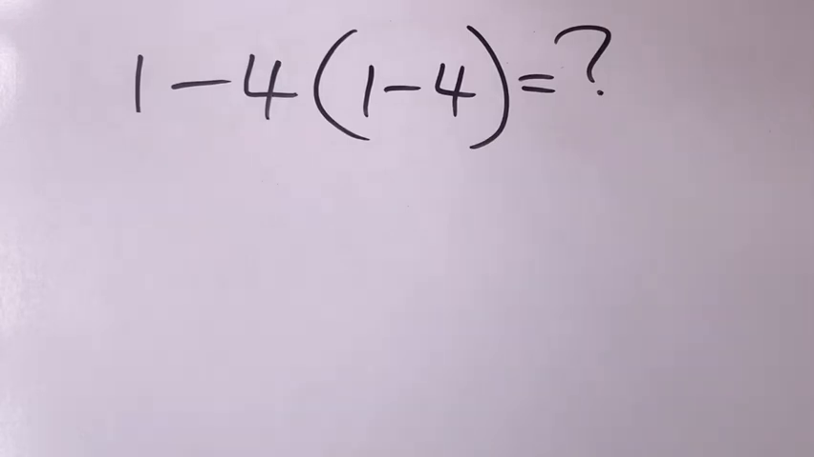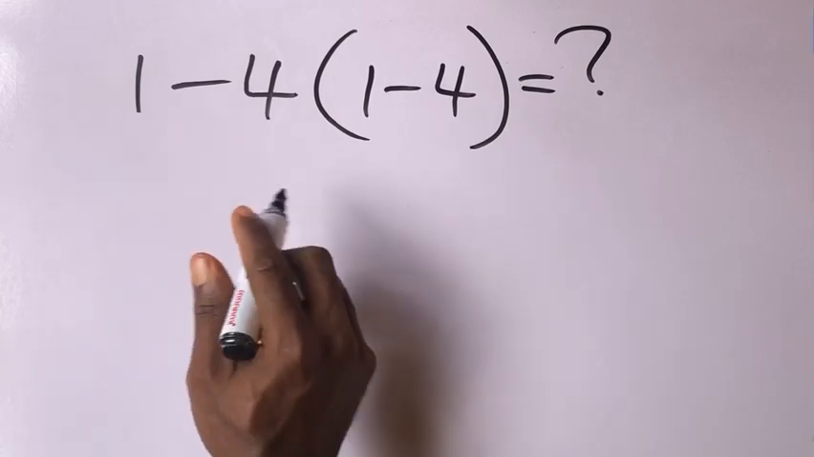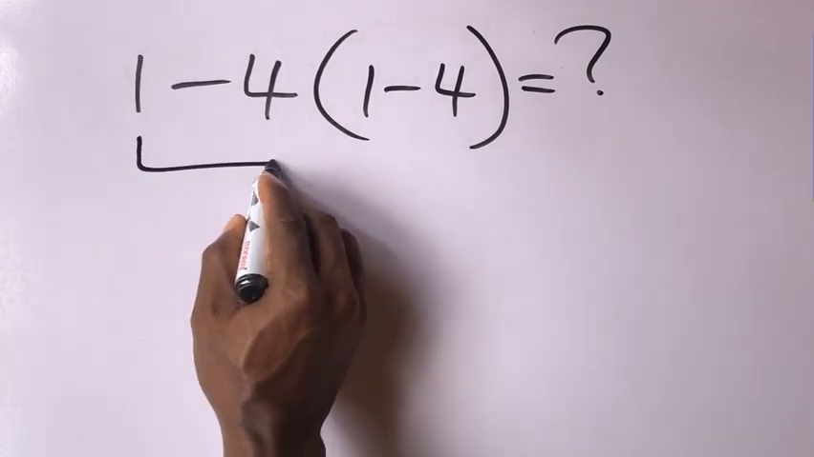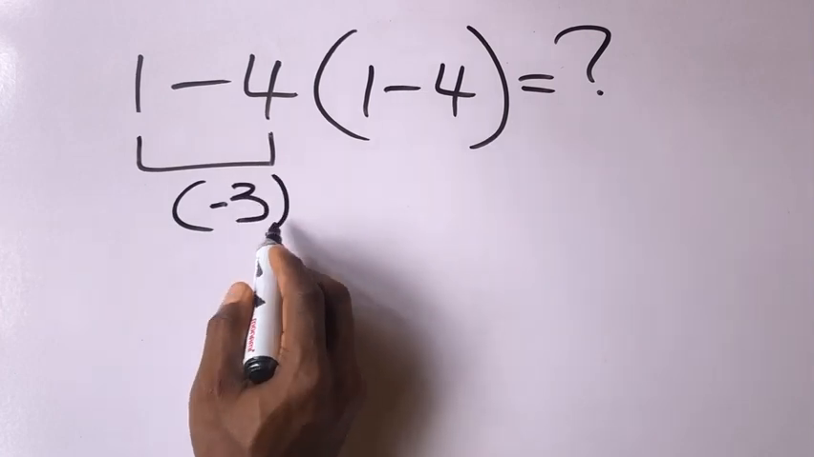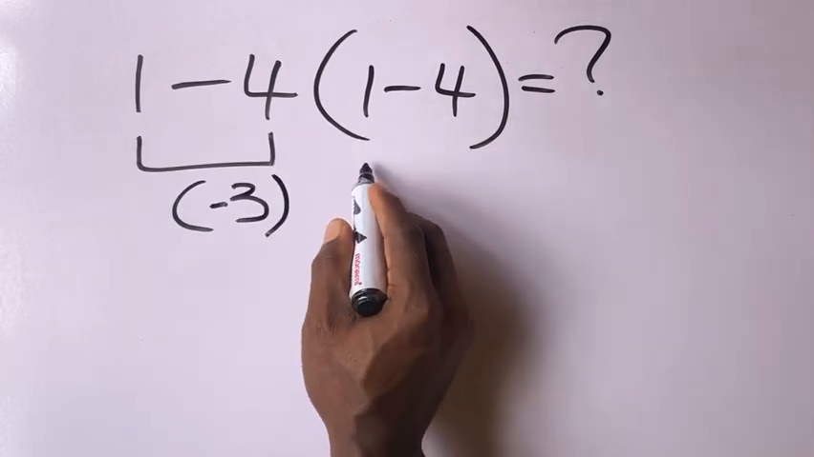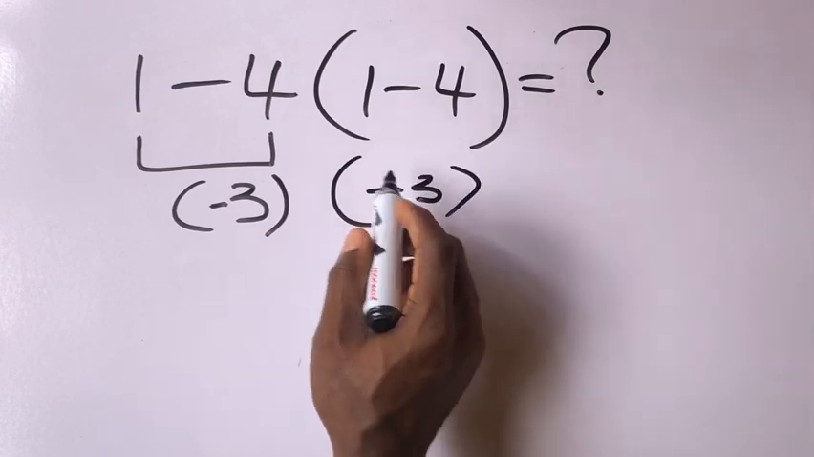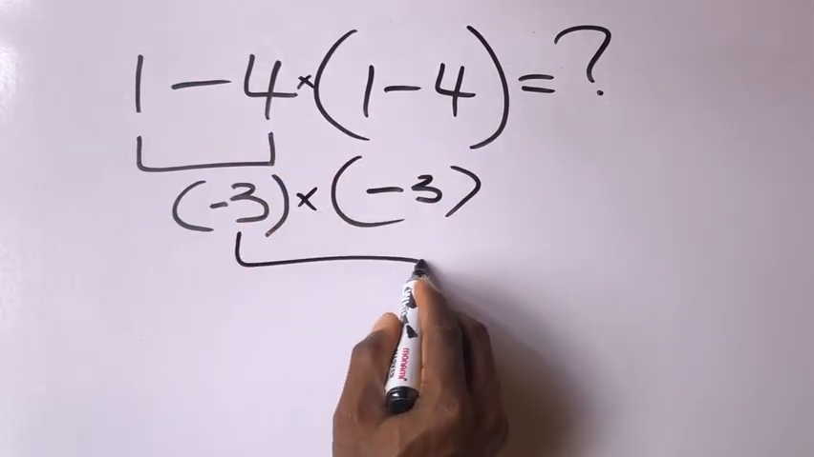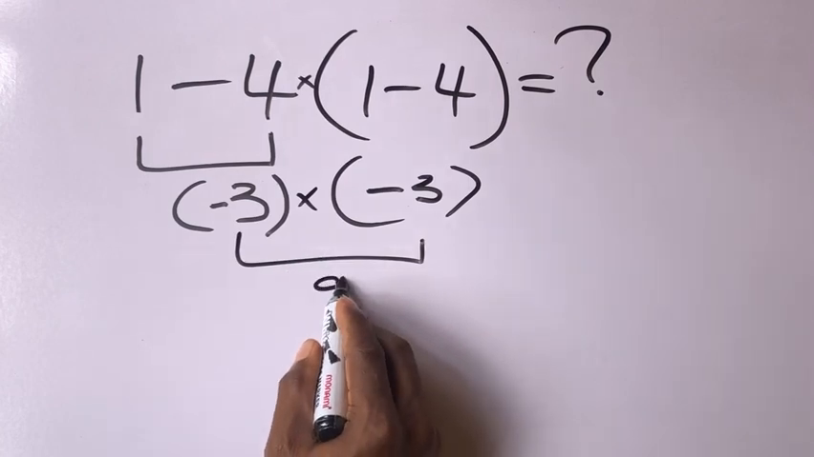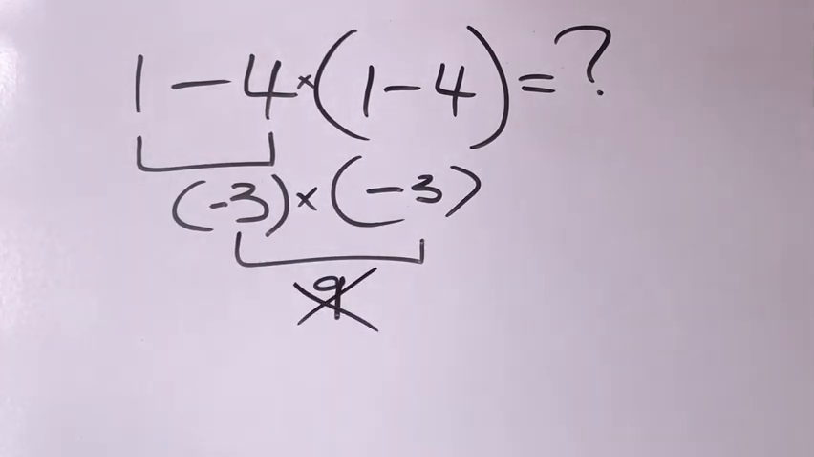Hello guys, 1 minus 4 in bracket: 1 minus 4 will give us minus 3. Remember there is an invisible times here. Minus 3 times minus 3 will give us 9. This answer is not correct.